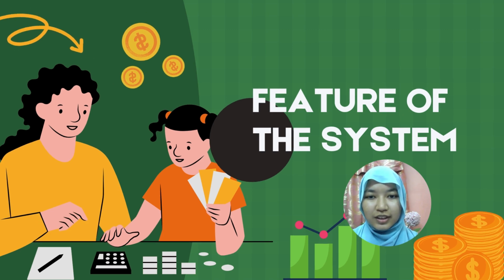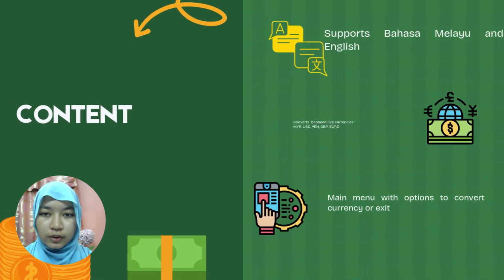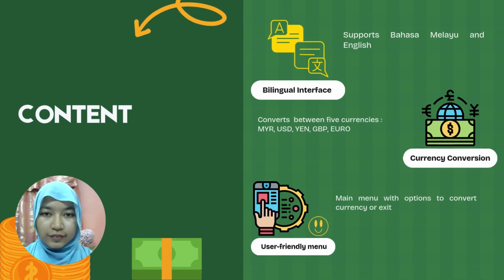Let's dive into the key features of our system. First, it offers a bilingual interface, allowing users to choose between Bahasa Melayu and English for all prompts. Second, it supports currency conversion between five currencies as shown here: Malaysian Ringgit, US dollar, Yen, Pound Sterling, and Euro. The system has an intuitive menu where users can select convert currency or exit.